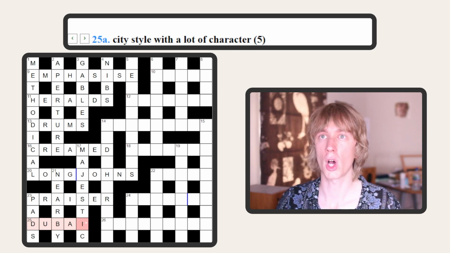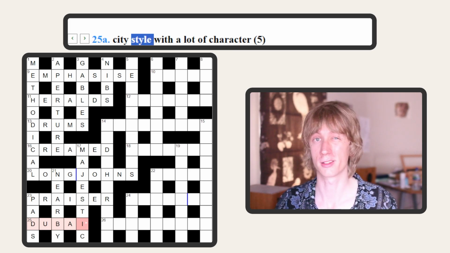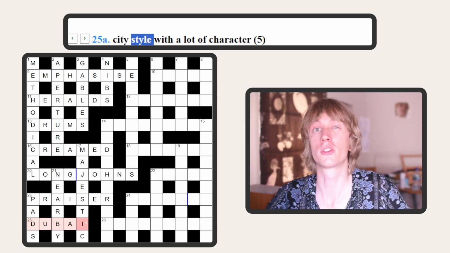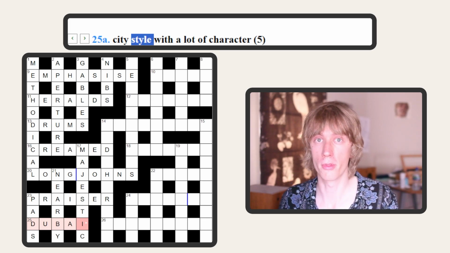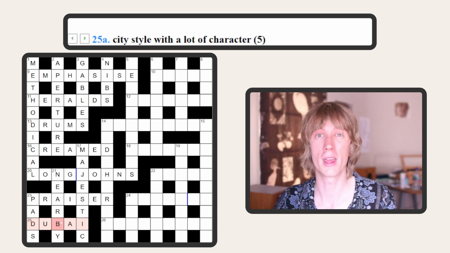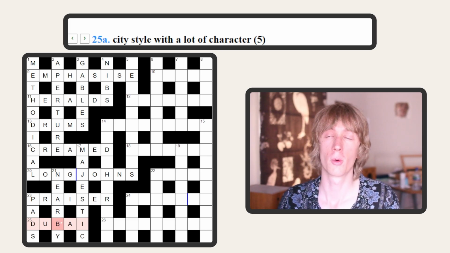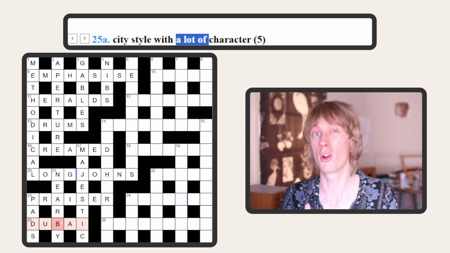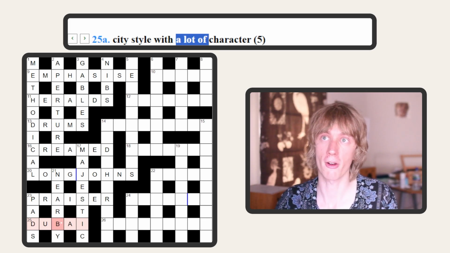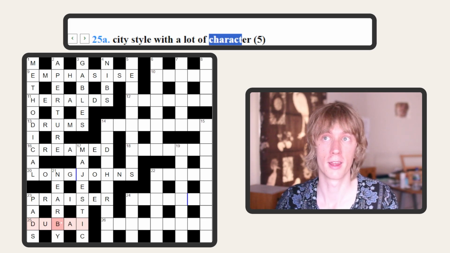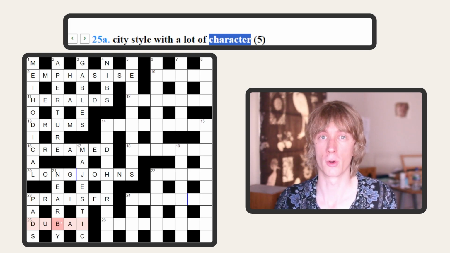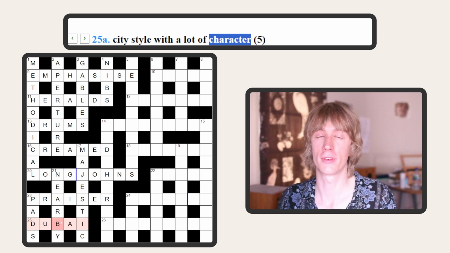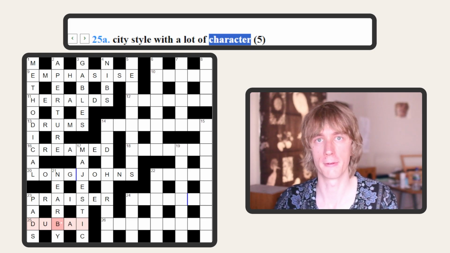So if you style someone, and we're not talking about style as an aesthetic, we're talking about bestowing a title, you dub them, you dub someone a lord, right? And that's going with, so that gives us DUB, and that's going with a lot of character. Well, a lot works like mostly, right? It's telling you to take most of or a lot of a word for character. And your character is your air. So we're taking all but the last letter of air, giving us A-I, Dubai.